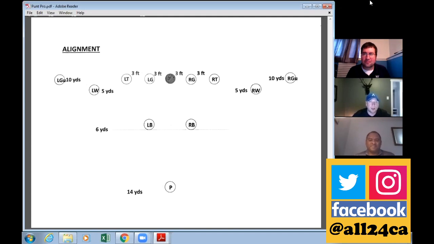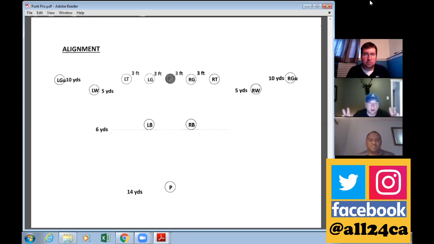So we'll start with the wideouts here. We call them gunners. The width can vary. The slot backs here, we call them wingers. Again, the width can vary. We can motion those guys around. We can stack them and do a number of things with those guys. Those guys are going to be primarily cover guys, and they're going to be gone at the ball.